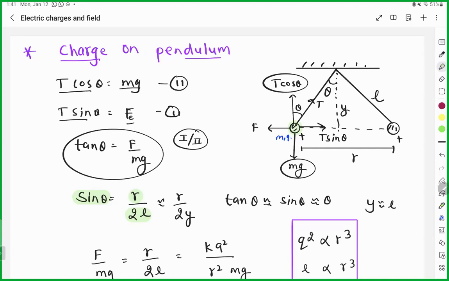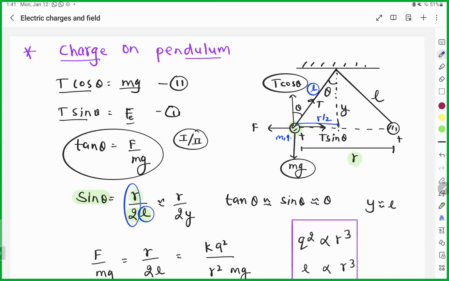This is wrong. Actually, if our whole distance between the two masses is r, then distance from the center to this ball will be r by 2, because total is r, half is r by 2. This length is l. So if you calculate sine theta here, what is your perpendicular value? R by 2. What is hypotenuse value? L. Yes, sir. That's why it is like this.